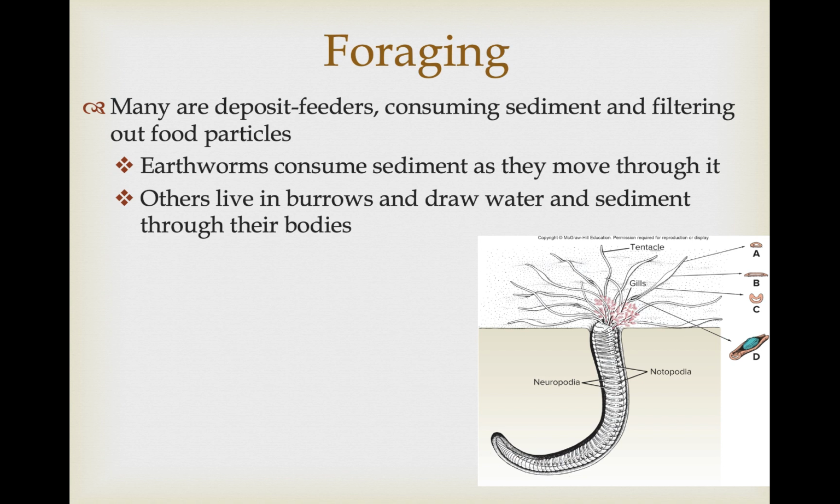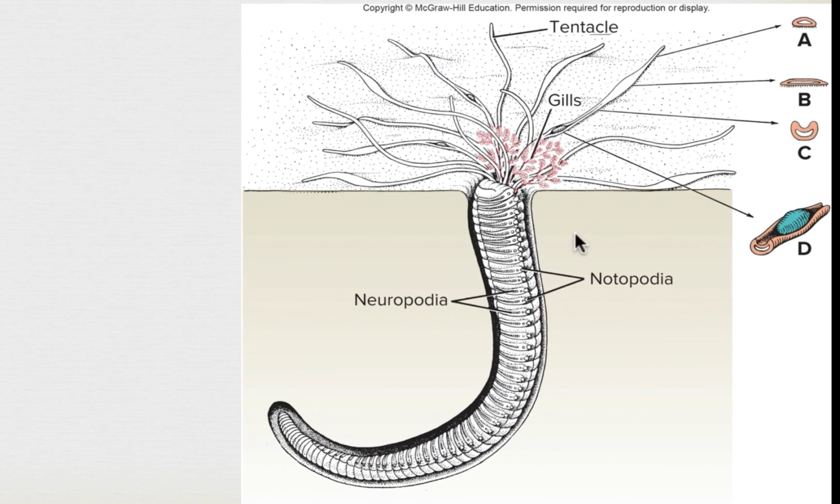Some other worms will live in burrows, and they'll actually draw water and sediment through their bodies and separate the food material from the non-food material. This worm right here is interesting. It's called a spaghetti worm. It actually has tentacles that stick out that are ciliated, and what they can do is capture food particles, and then cilia drives the food particles that are deposited in this sediment into the mouth.